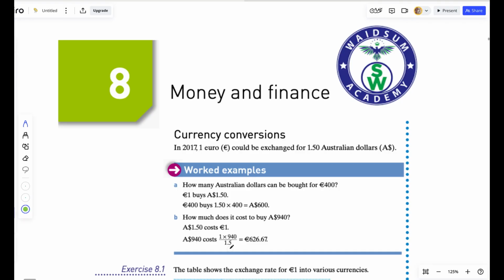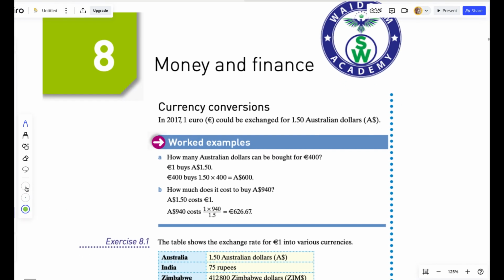We'll be looking at Maths chapter 8, Money and Finance. Here we'll be looking at conversions, simple interest, compound interest, anything that has to do with money, bonuses, discount, anything that has to do with financial money in mathematics, in arithmetic. So here we're going to be looking at that.